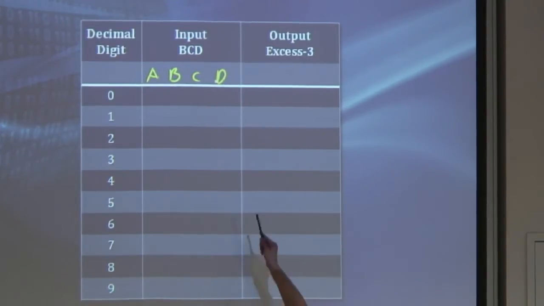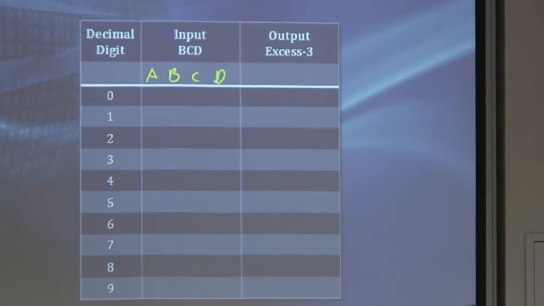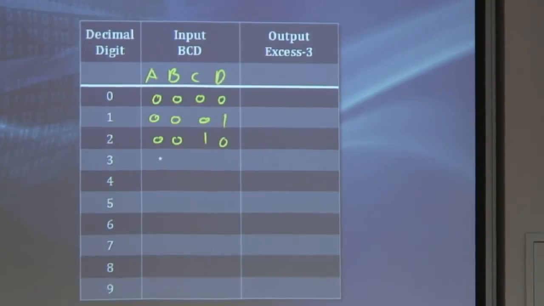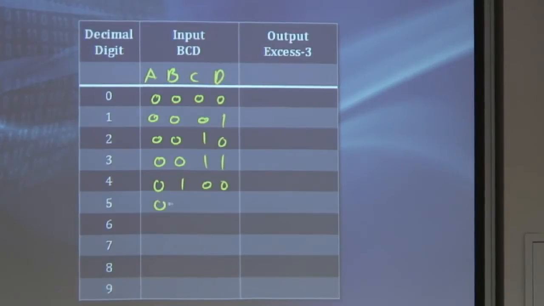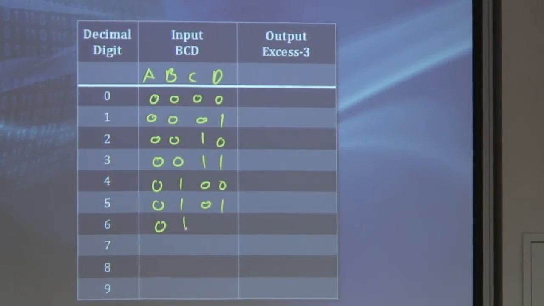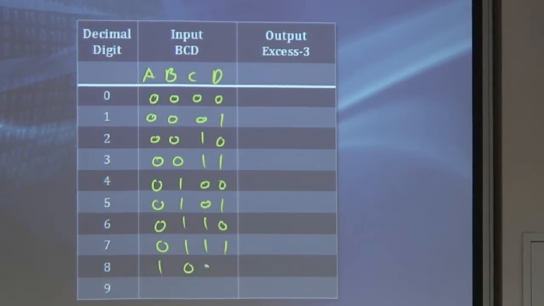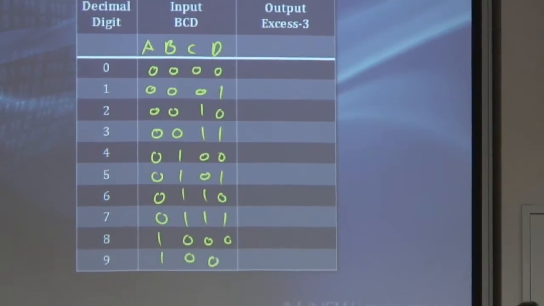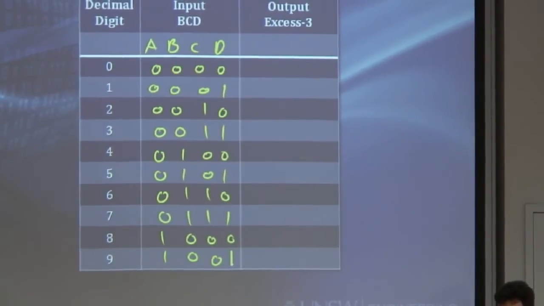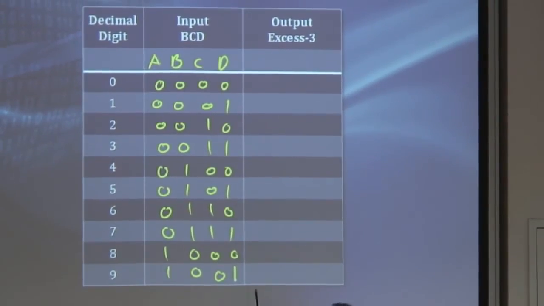Now we will put all the possible combinations for those digits. So I'll very, very quickly write the corresponding binary or the BCD for those digits. Four, 5, 6, 7, 8, and 9. Now, these will be our inputs.